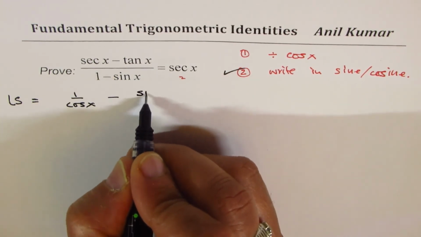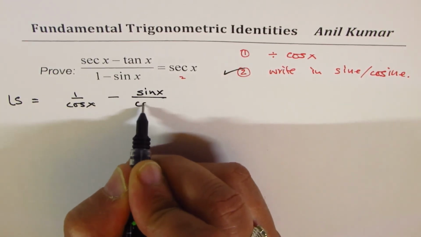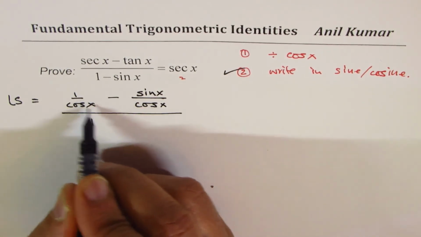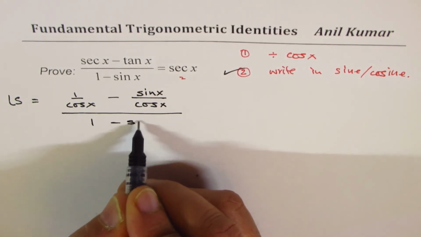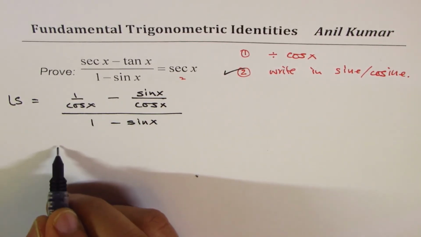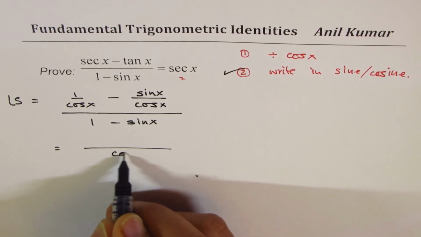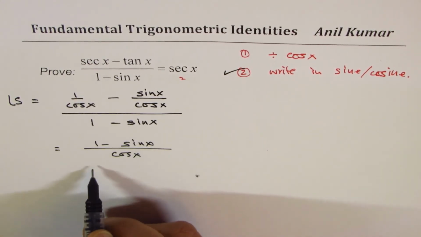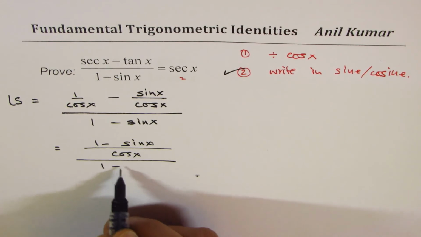minus tan is sine x over cos x. And in the numerator, we have all this. In the denominator, we have 1 minus sin x. Now we can take cos x as a common denominator. So we get cos x, 1 minus sin x, and denominator is 1 minus sin x.